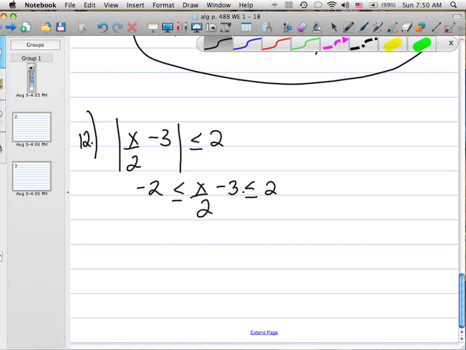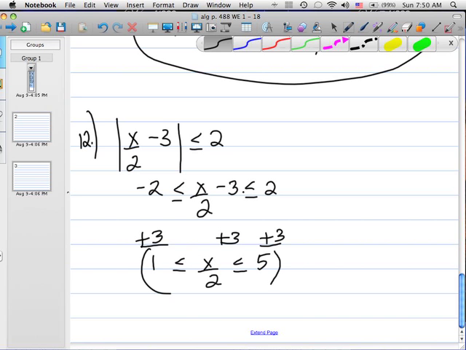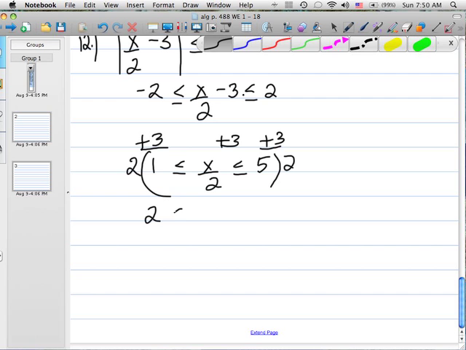So solving for x, we're going to add 3 to each part. And we get 1 is less than or equal to x over 2 is less than or equal to 5. Get rid of the 2, we're going to multiply by 2. So we end up with 2 is less than or equal to x is less than or equal to 5/2.